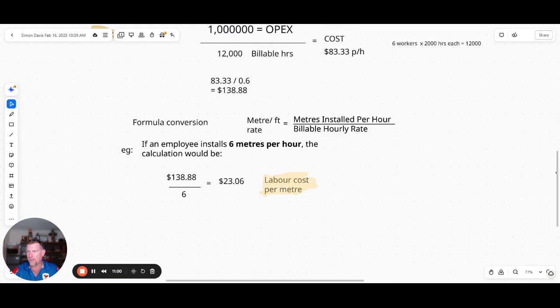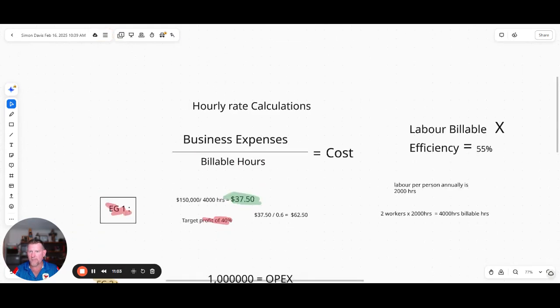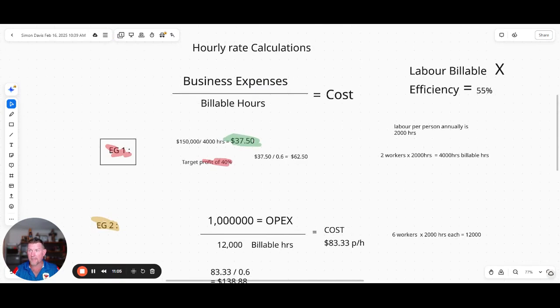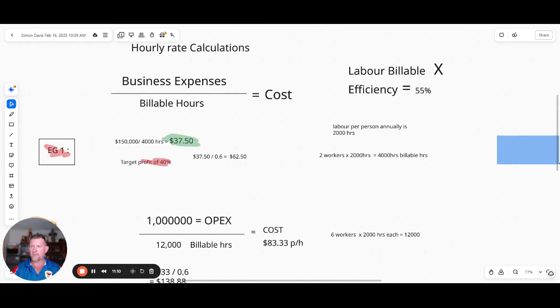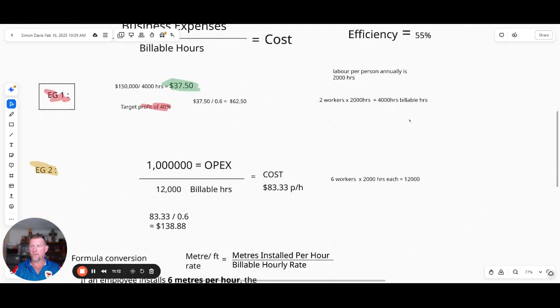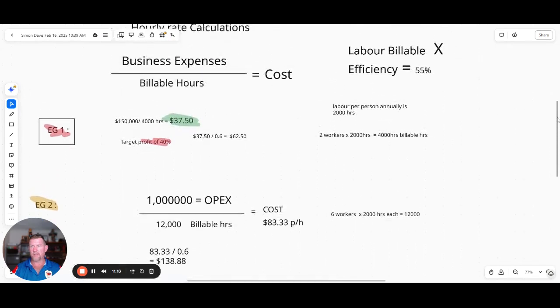So I hope you found that a bit of interest. That's how we do our hourly rate calculations, and you can work it from there. If your guys aren't doing 2,000 hours a year, that's just a guesstimate number, so you can just put in what they're doing. But again, that's how we work it out.